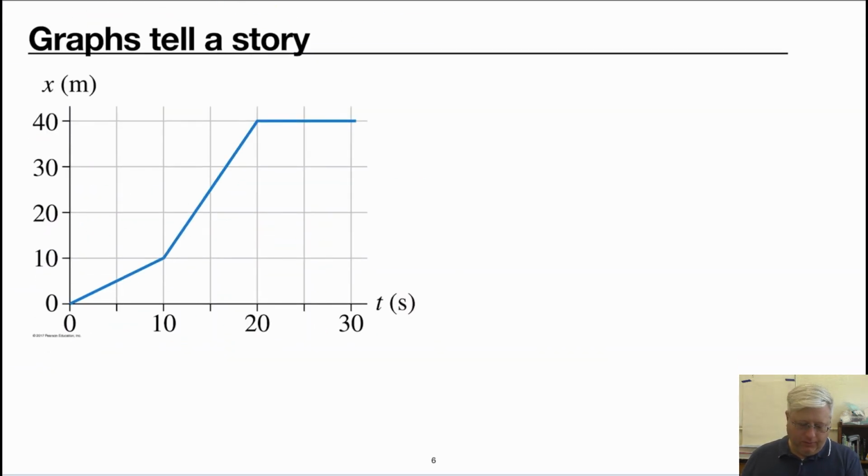All right, so here we have a position versus time graph. And let's say we could make up a story about this. Maybe this is me driving to work. So the story might go something like this. Well, we have a straight line here from 0 to 10 seconds. Perhaps that's me just driving down the road at a constant speed.